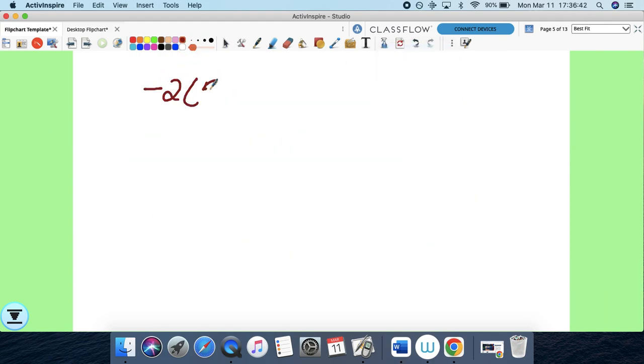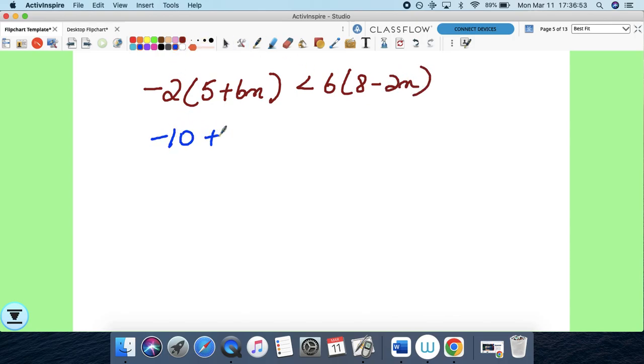Negative 2 times (5 plus 6n) is less than 6 times (8 minus 2n). All right. So we get negative 10 minus 12n less than 48 minus 12n. Uh-oh. So you notice something here.